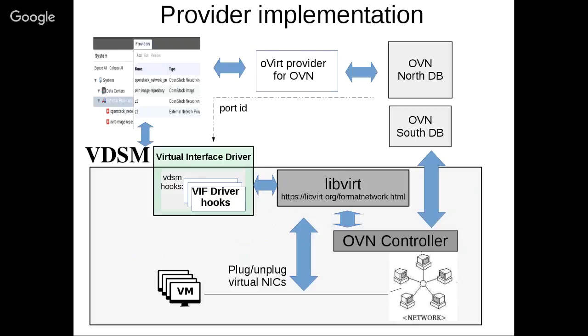The provider is a proxy between oVirt engine and the OVN northbound DB, which contains the logical view of the OVN network. All requests to the provider are translated into OVN database queries or updates.